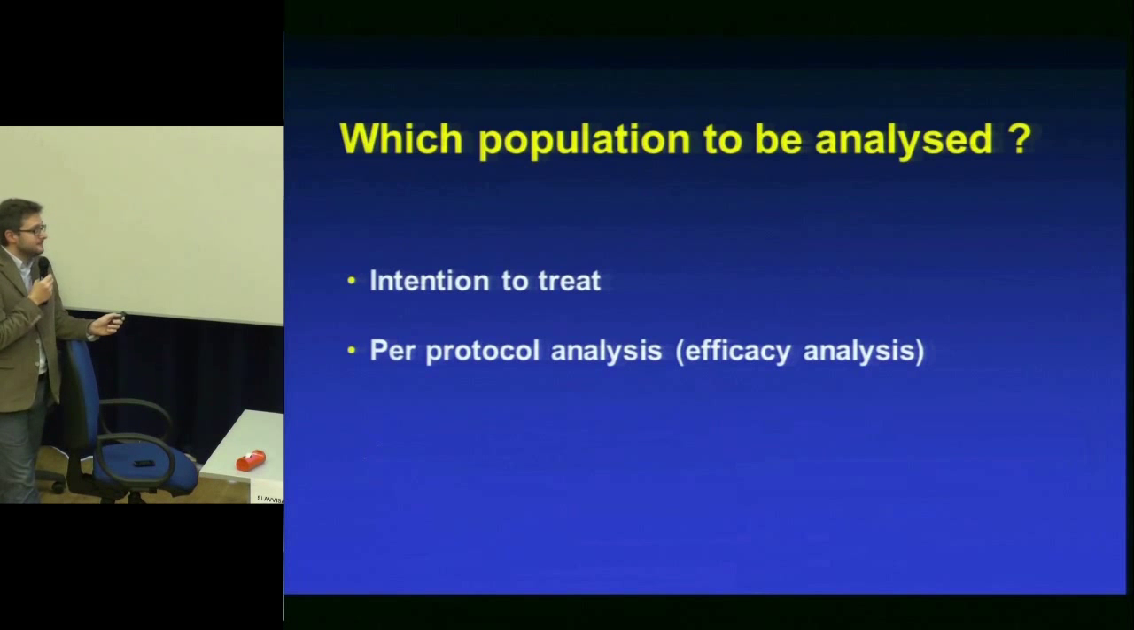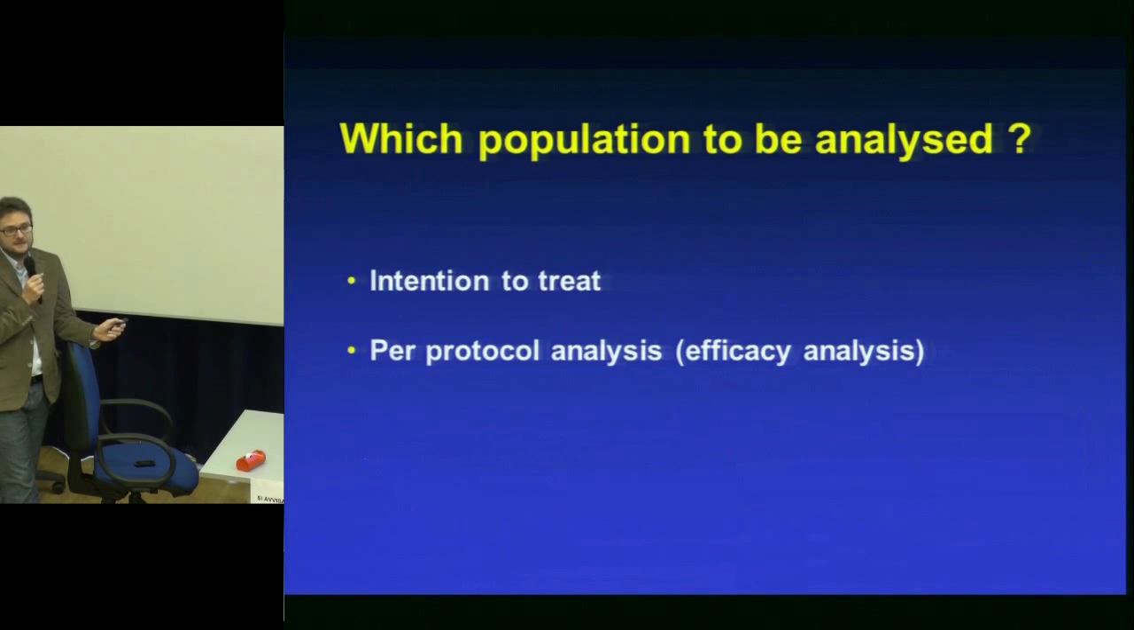And let's say that many patients will not follow all the rules of the protocol for many reasons. And so we have a population that is, of course, a subgroup of the overall population that is defined per protocol. So the perfect patient, the ideal patient, that in an ideal randomized controlled trial has done everything in the good way. So the per-protocol analysis really estimates the efficacy. But we need the efficacy or the effectiveness?